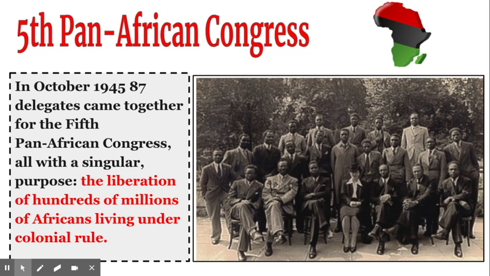So we're going to see that in October 1945, and again, just a reference here, World War II will end in September of 1945, 87 delegates came together for the 5th Pan-African Congress. And the big purpose, the singular purpose, was going to be the liberation of hundreds of millions of Africans living under colonial rule. And we started this unit in Section 1 discussing that imperialism and the domination by European nations. So the focus of this Congress was basically, how do these African nations get to be self-determined? How do they get to choose their own destiny?